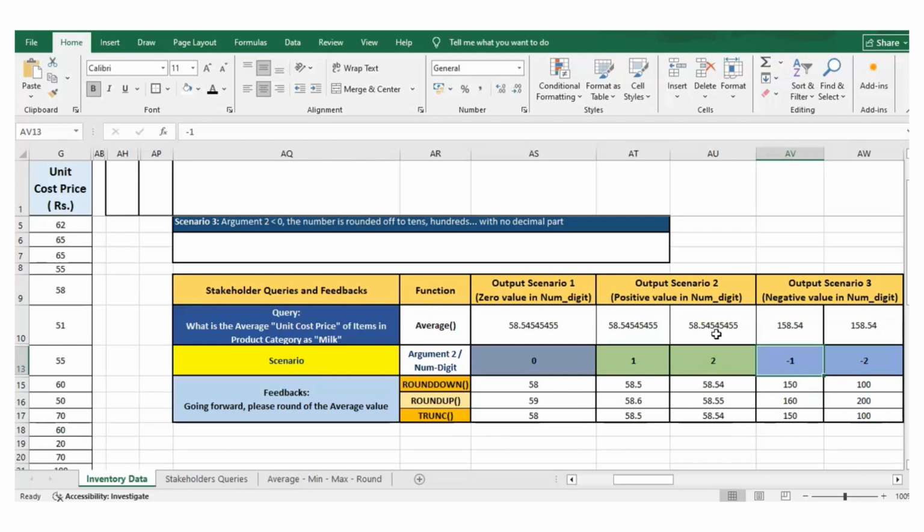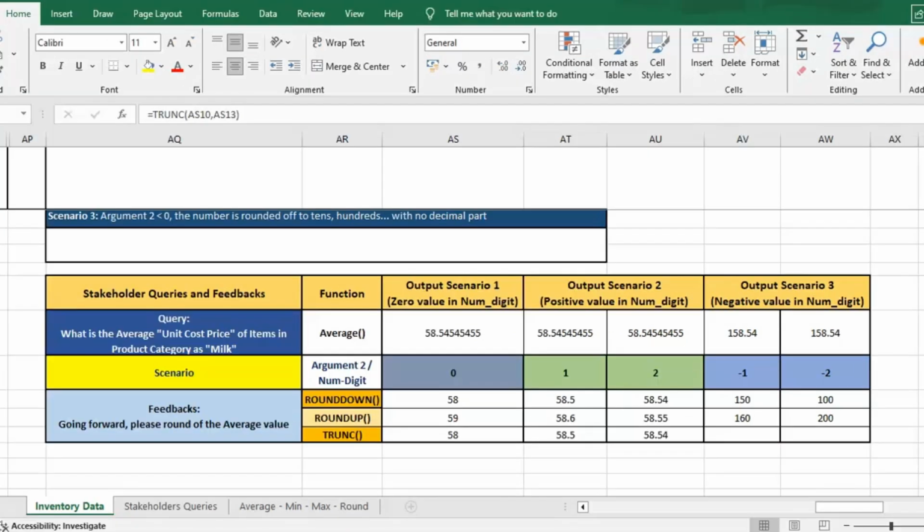Now, on similar lines, let us move to example 2. In example 2, the num_digit is assigned -2 as a value. -2 here signifies that rounding off should happen at the hundreds place. If we consider 158.54 as the input value and look for the nearest hundreds values, we will get the answer as 100 and 200. So in the case of round down, the round down function brings down the value from 158.54 to 100, and round up function gives a value of 200.